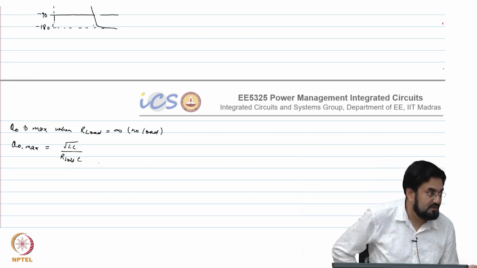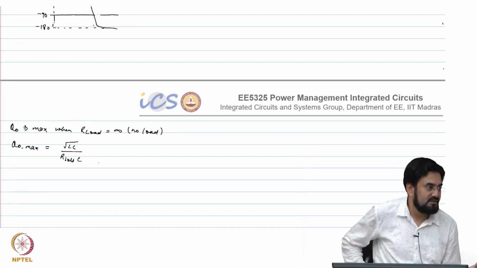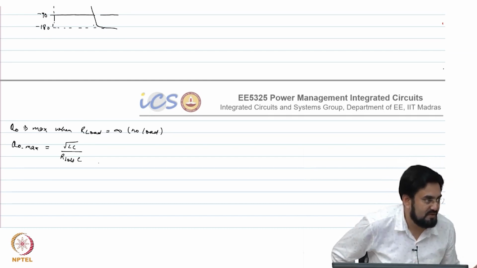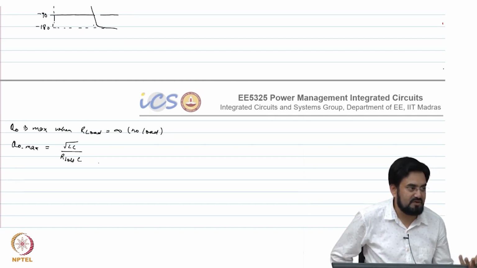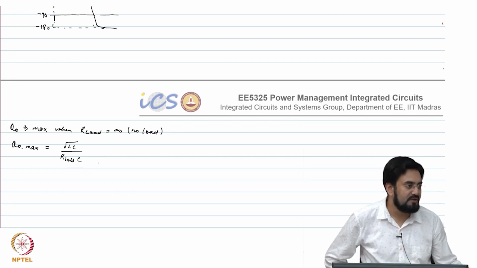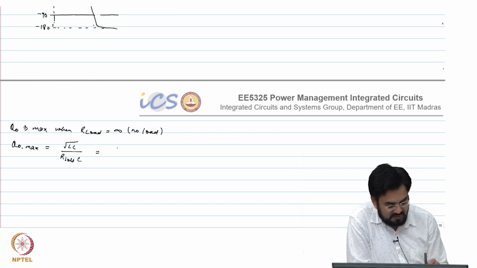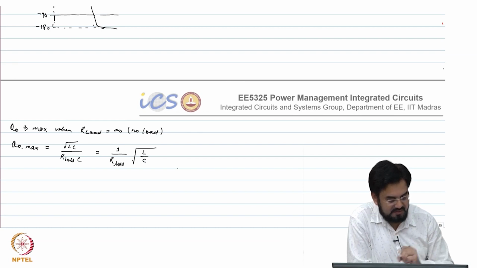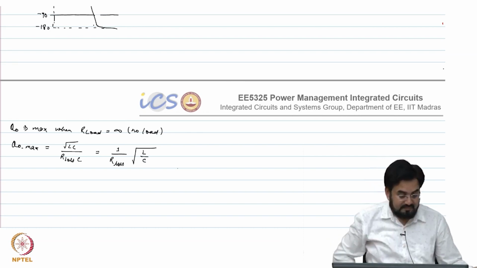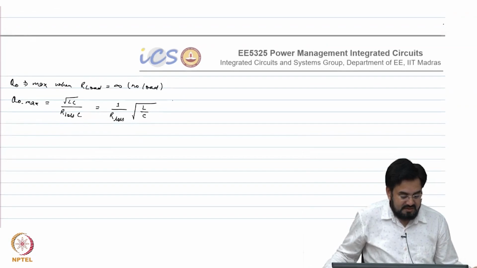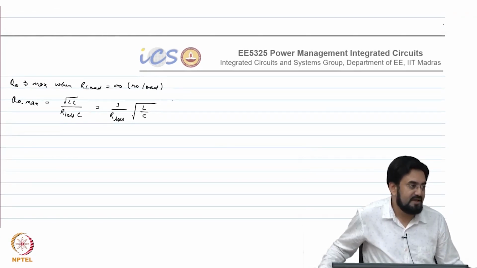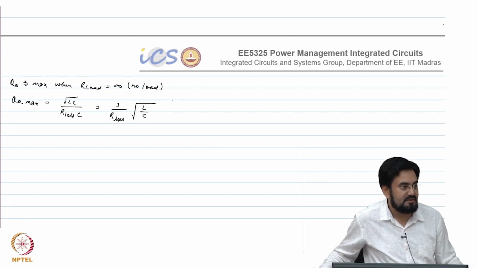So load is variable, but R loss is fixed. So you cannot make any assumption for absolute R loss, but for absolute R load you can always make an assumption, because at very light load you can assume there is no load at the output. So 1 over R loss square root L over C. Okay, which means for reduced losses your Q is increased.